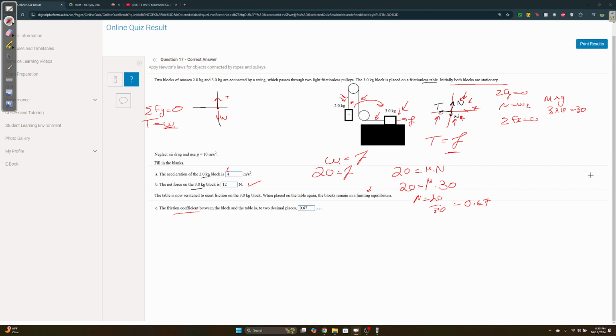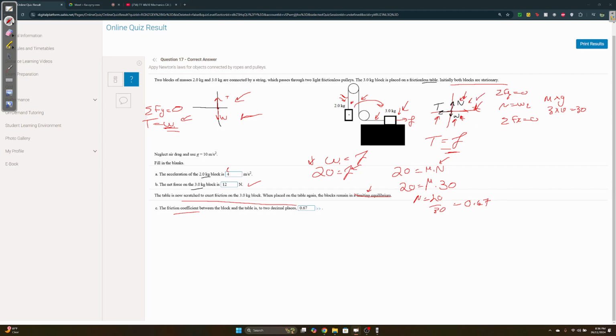Just to recap, for the first one, we did sigma Fy is equal to ma. You plug it in, solve the system of equations. Now for the second one, you have friction, and they told you it's in equilibrium, so all the sigmas are equal to 0. So T is equal to F, and here T is equal to W. Since T is equal to F and T is equal to W, that means W is equal to F. And this W, if you do mg, you're going to get 20. We found it earlier. And F is actually equal to mu N.